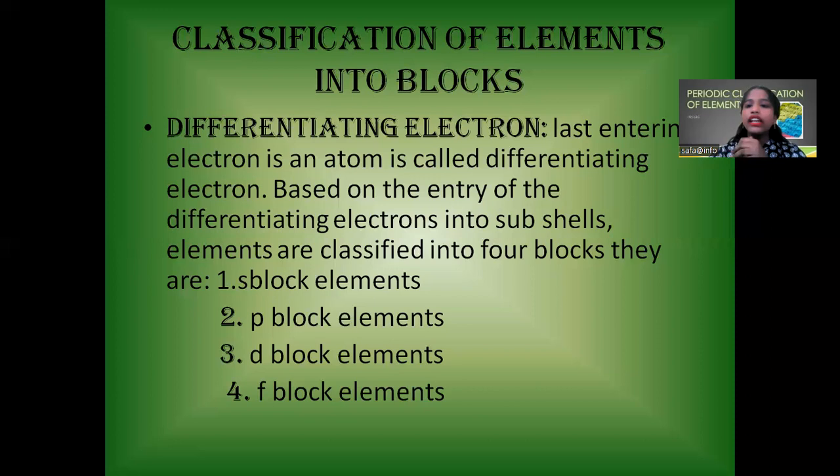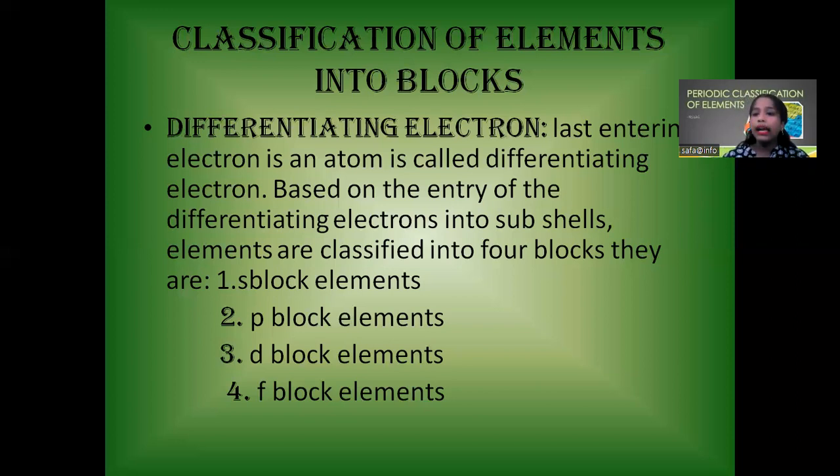So differentiating electron means that by the entering electron of an element, we can differentiate the element. That is called the differentiating electron. On the basis of which orbital the electron enters, elements are classified into 4 blocks, that is s block, p block, d block, f block.